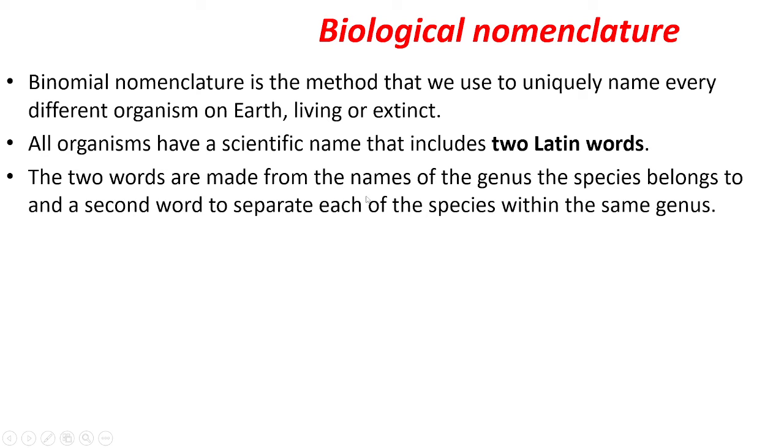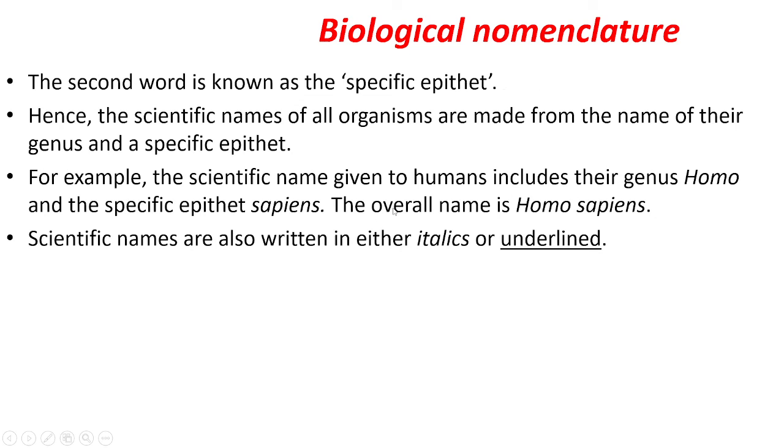The two words are made from the name of the genus, like I just said. The second word is known as the specific epithet. What does that mean? Suppose the scientific names of all organisms are made from the name of their genus and the specific epithet, or the characteristic. The scientific name given to humans: the genus is Homo and the species epithet is sapiens. The overall name is Homo sapiens.